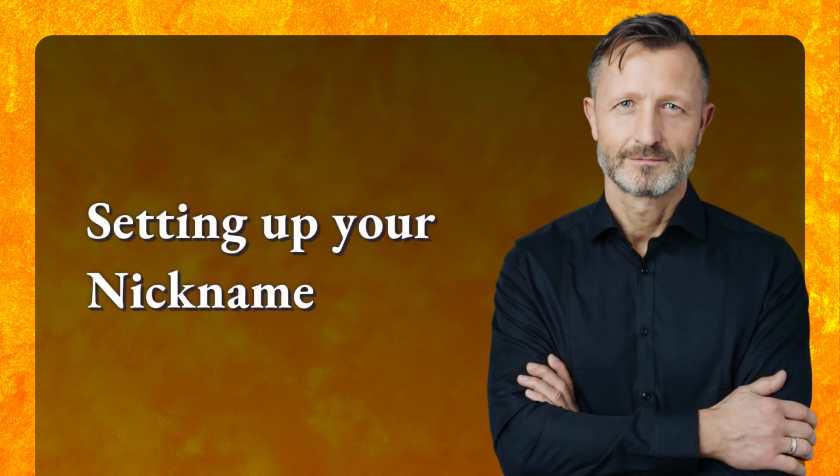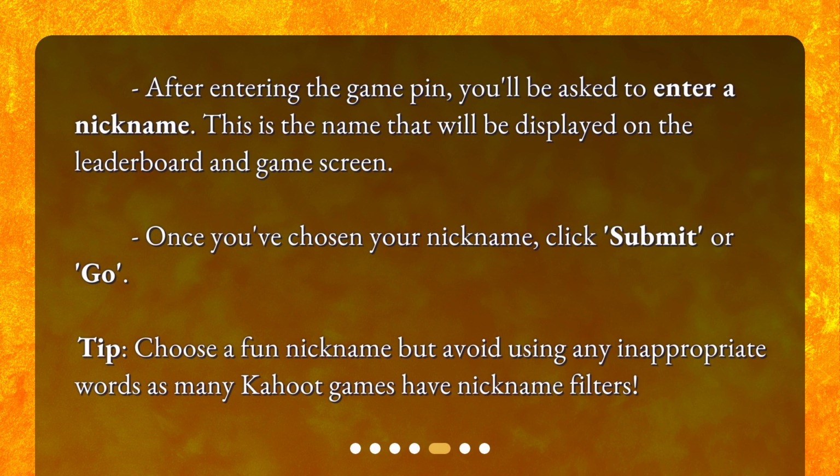Setting up your nickname. After entering the game pin, you'll be asked to enter a nickname. This is the name that will be displayed on the leaderboard and game screen. Once you've chosen your nickname, click Submit or Go. Tip: choose a fun nickname but avoid using any inappropriate words, as many Kahoot games have nickname filters.